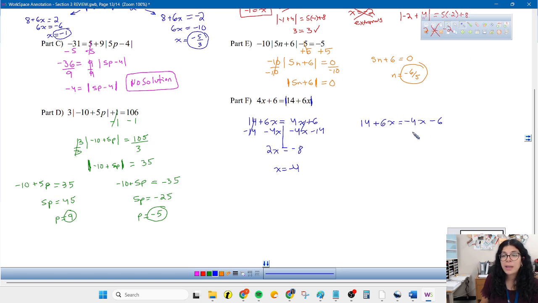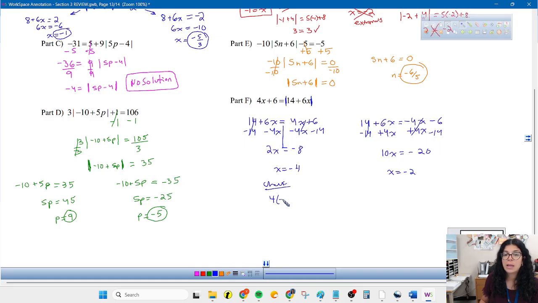And then on the one on the right, add 4x on both sides, subtract 14. We get 10x is equal to negative 20, and then divide by 10, x equals negative 2. So I have what seems like two solutions, but remember when it's equal to an expression, you do have to check them. So let's go ahead and check negative 4.